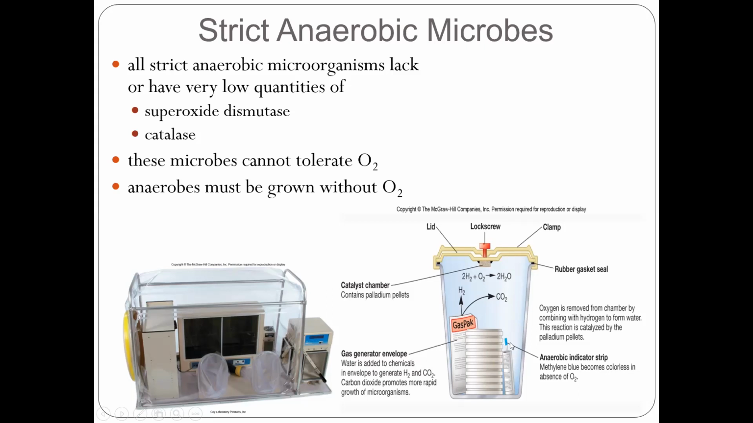We also can use resazurin. That's another indicator. Resazurin at the beginning is pink. Then later on, if it is colorless, that means oxygen is gone. So that's strict anaerobic bacteria and how we do the cultivation for that.